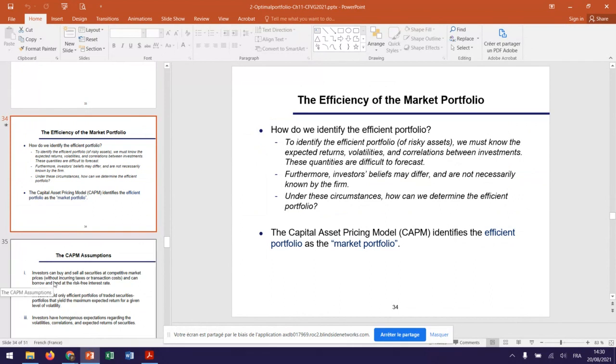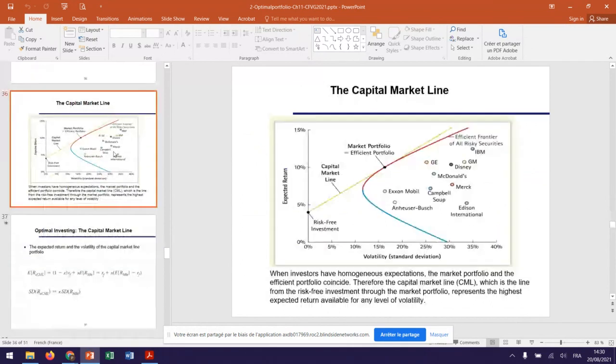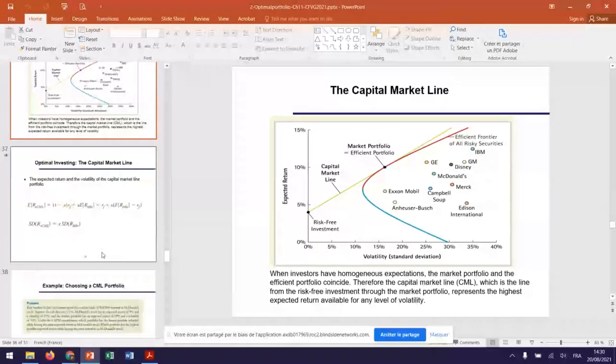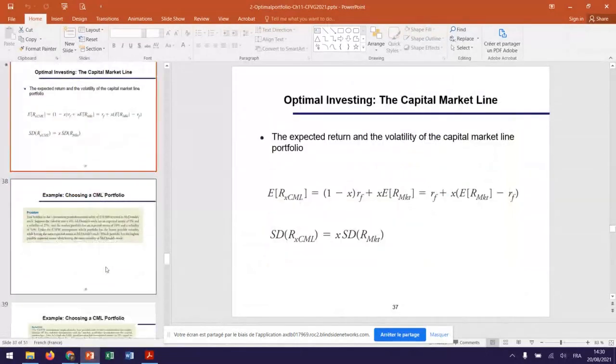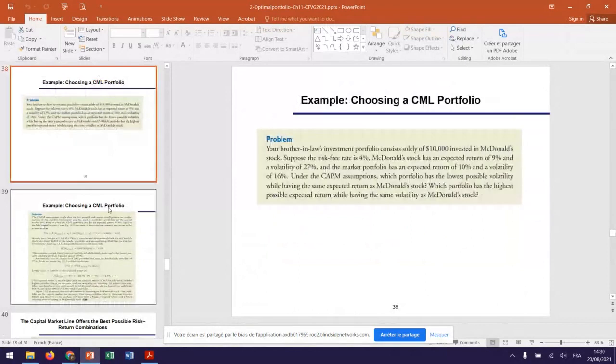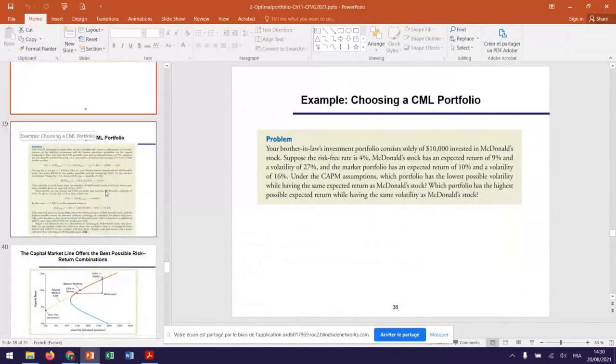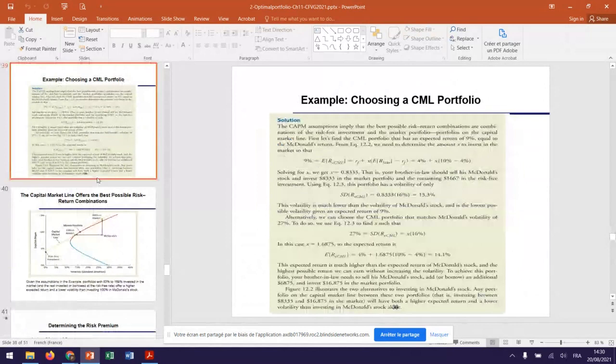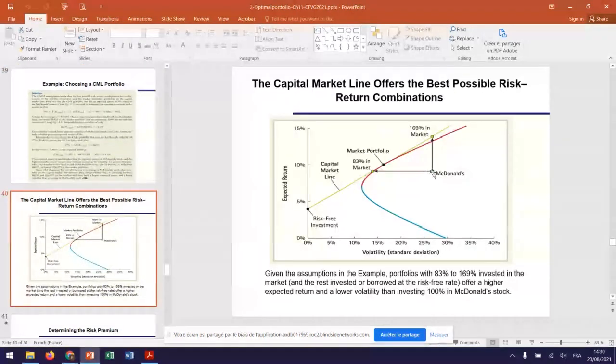In that case, you're going to be able to find this capital market line, and where the capital market line touches is the way that you can do it in real life. So we learned yesterday about how to help your brother-in-law, who is invested in McDonald's stock alone.